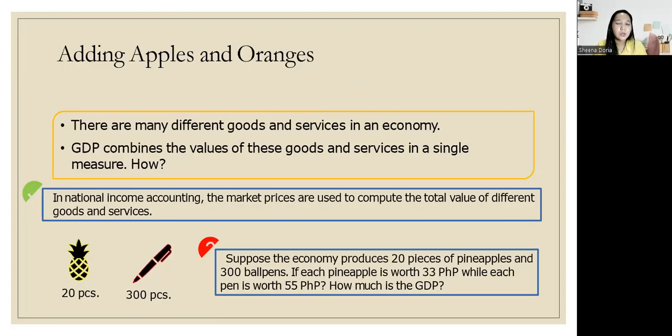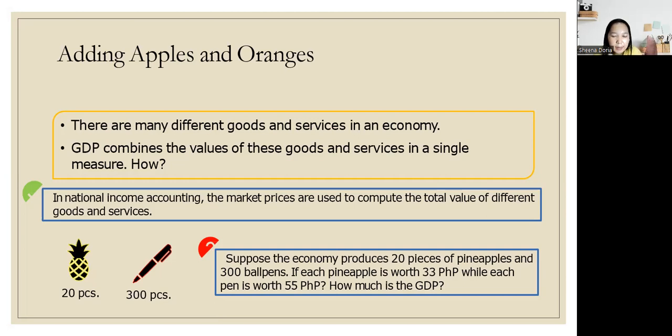Ayan, adding apples and oranges. There are many different goods and services in the economy. GDP combines the value of these goods and services in a single measure. How? Okay. So, in national income accounting class, meron tayong ginagamit na prices. Kasi paano mo ma-add yung apples and oranges? 'Di ba? Parang magkaibang goods sila. Pero ang GDP, pinagsasama-sama niya yung income from different goods. So, ginagamit natin siya simply because there are prices. So, kumbaga parang weights na, yung prices is like your weights na ina-assign mo for that good. So, the market prices are used to compute the total value of different goods and services.